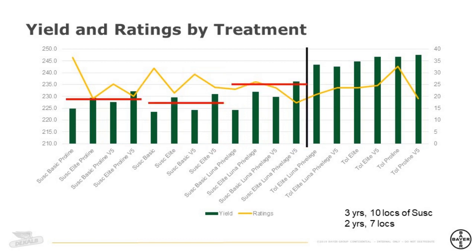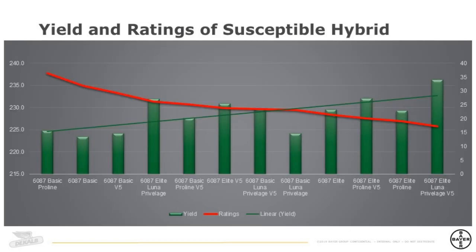So here I'm looking at the yield of the in-furrow applications on the susceptible hybrid. So the check is in the middle at an average of about 228-ish. The Pro line had an average yield of about 229-ish, so a small bump on the Pro line, whereas the Luna Privilege came in at about 235, so a nice average yield bump with the Luna Privilege.